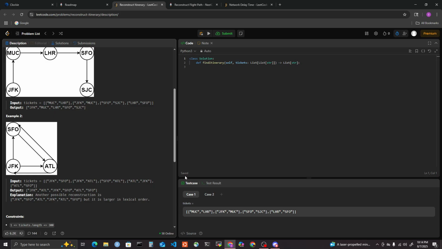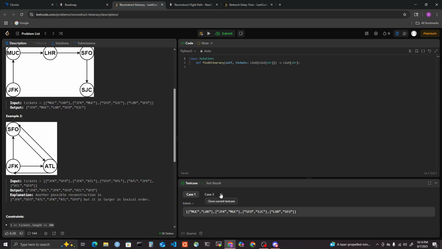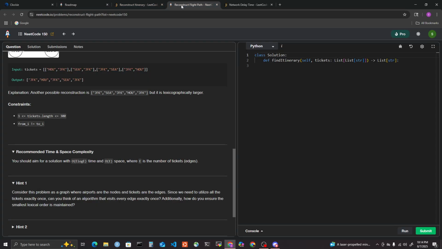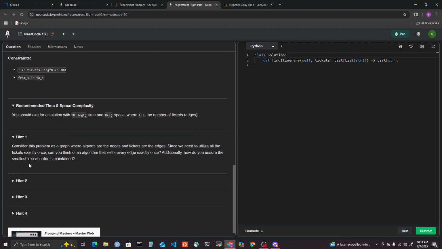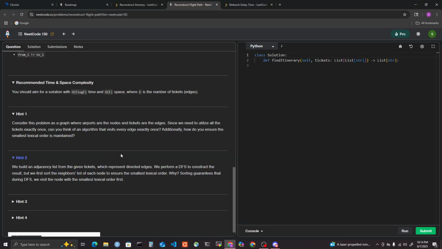Okay, so here, that's the trick. You have to utilize every single one exactly once. I think I remember doing some sort of complex algorithm for that. I can't remember what it was for though, so we're just going to keep opening up some things. How do you ensure the smallest lexical order is maintained? We build an adjacency list, of course. Yep, typical. DFS, yep. To construct the result, we first sort the neighbors list of each node to ensure smallest lexical order. Yeah, okay, this all makes sense.